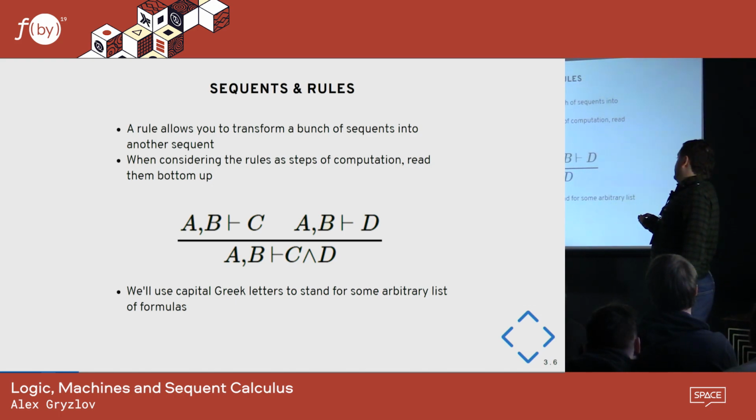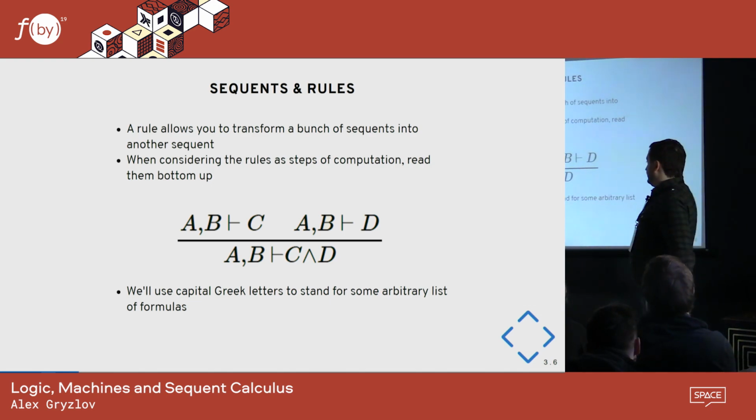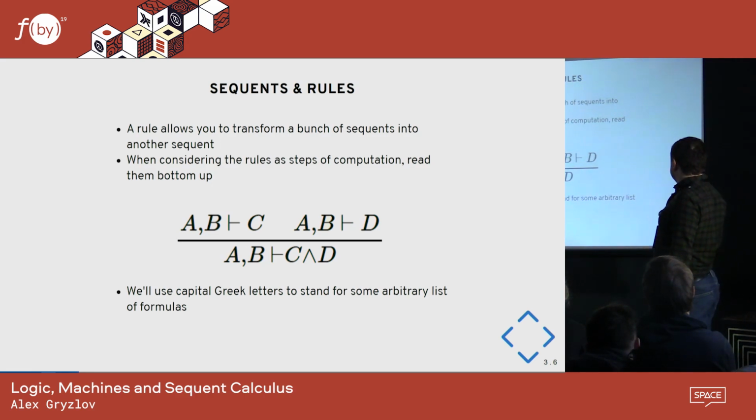So usually you can have, as I said, an arbitrary amount of these formulas here. So usually people lump them into some kind of structure. Usually it's a set or a list. Or a list that should behave as a set, but that's a technicality. And they denote it with a capital Greek letter, like gamma or delta.